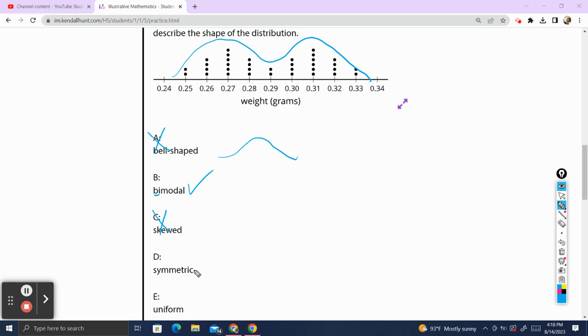Symmetric. If you remember from one of the early videos, symmetric means it's the same on one side as it is on the other. Over here, this mound is very similar to that mound, so I'm going to say this is symmetric. Uniform means each data value is the same, or has the same number of dots. In this case, we see that there are a different number of points for each data value, so we're not uniform. So our answer to this question would be it's a bimodal symmetric distribution.